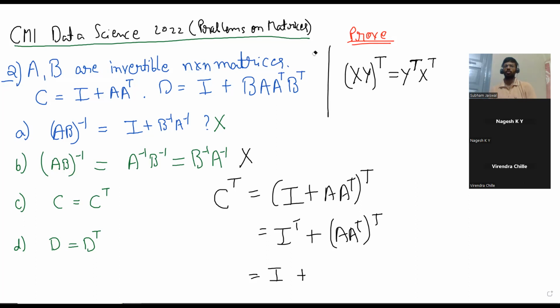Anyway, this is true, and you should prove it. How do you prove it? Well, just multiply it and prove it. That is one bad way. There are better ways. So if that is Option D, Option D is correct. C and D both are correct, right?